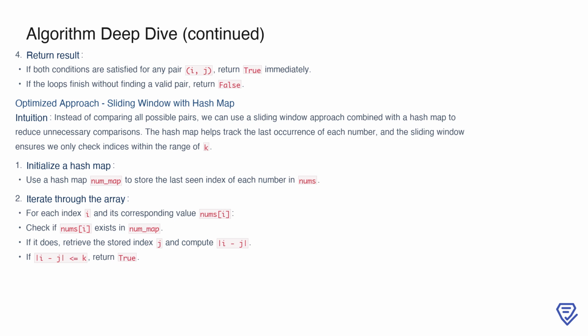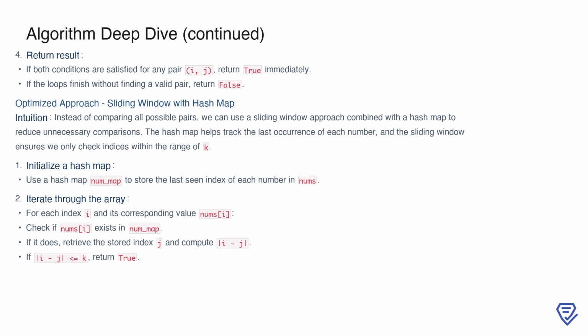To optimize this, we can use a different approach that combines a sliding window technique with a hash map. The intuition here is to avoid redundant comparisons by focusing only on numbers within a certain range of indices and using a hash map to track the most recent index of each number. We start by initializing an empty hash map, number_map, which will store the most recent index of each number in the array.